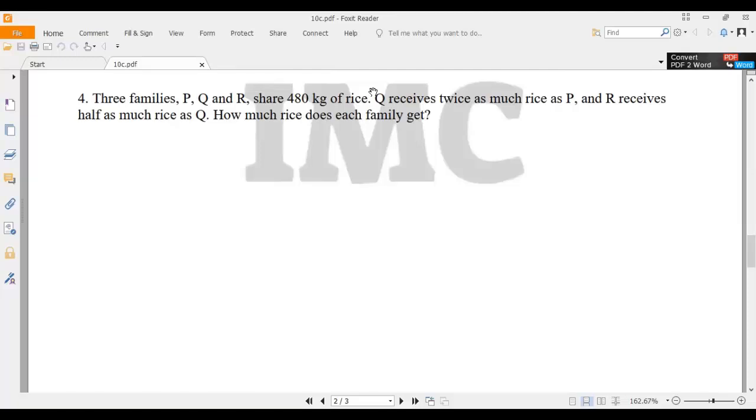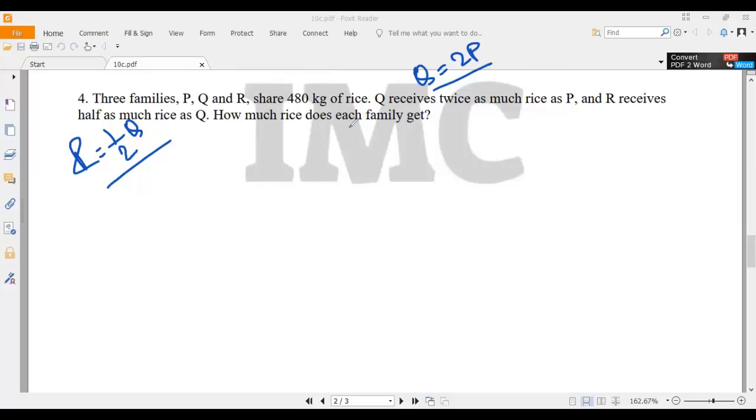Now, question number 4. Question number 4 says, 3 families P, Q, R share 480 kg of rice. Q receives twice as much rice as P. That means Q receives 2P. And R receives half as much rice as Q. That means R receives half of Q. So by using these two equations, we will solve. How much rice does each family get?